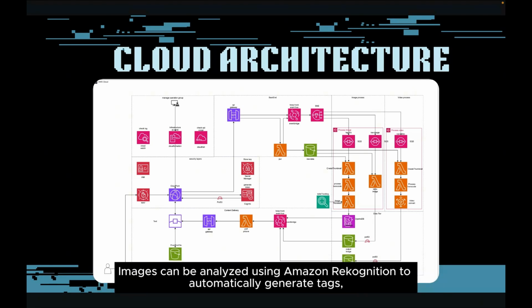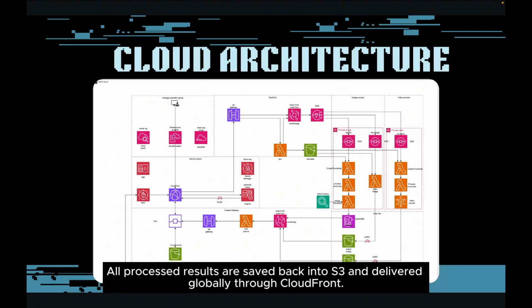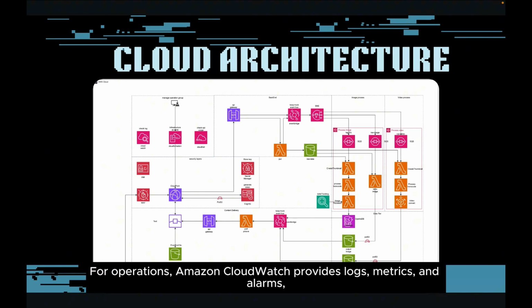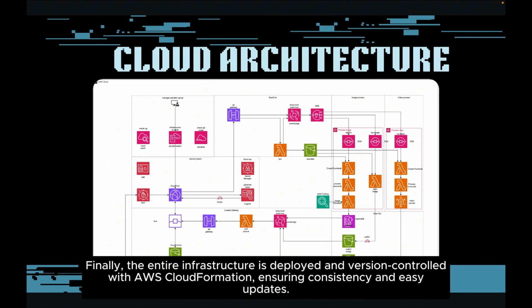Images can be analyzed using Amazon Rekognition to automatically generate text, while videos are transcoded into multiple resolutions using MediaConvert. All the processed results are saved back into S3 and delivered globally through CloudFront. For operations, Amazon CloudWatch provides logs, metrics, and alarms, while CloudTrail records all API-level activities for audit logs. Finally, the entire infrastructure is deployed and version controlled with CloudFormation, ensuring consistency and easy updates.